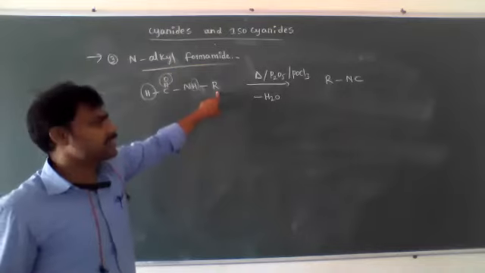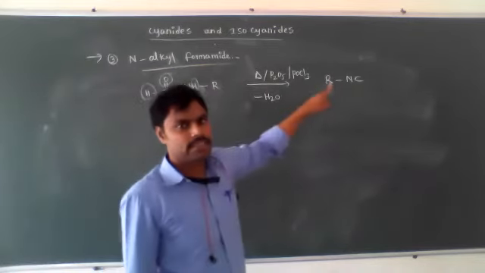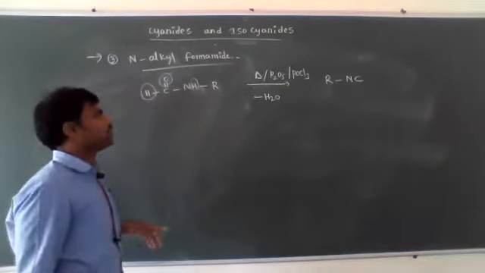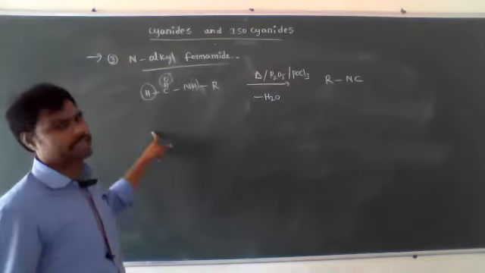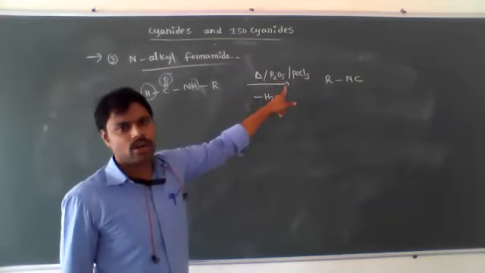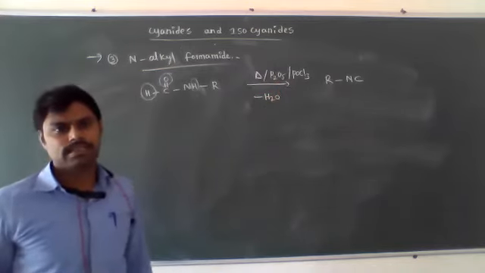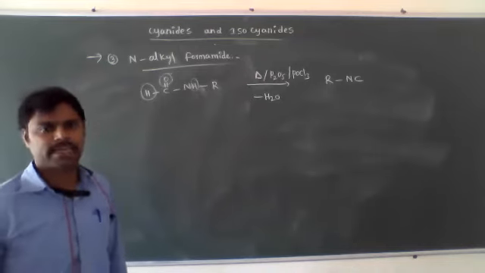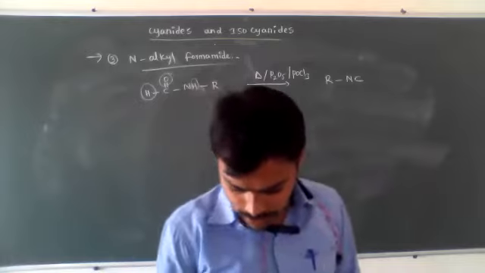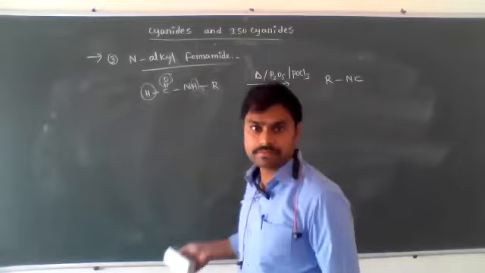If the alkyl group is CH3, we get CH3NC. If it is C2H5, we get C2H5NC. Like this, different types of isocyanides we get from N-alkyl formamides on heating in the presence of strong dehydrating agents like P2O5 or POCl3. So these are the important preparation methods of cyanides and isocyanides. Okay, let's see chemical properties.